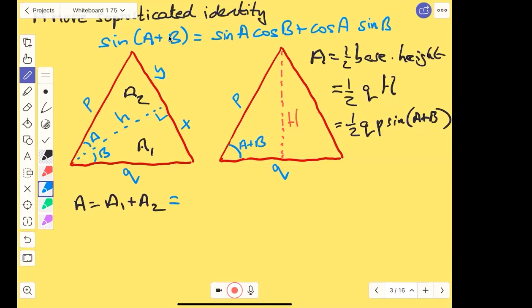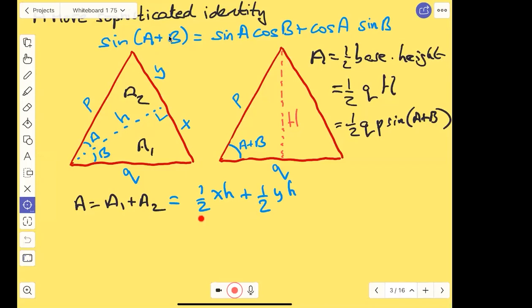So we're going to get a half XH. And in the same way for A2, it's a half, and then it's Y times H. And the half factors here are nice, they're common. So when we equate this to all of this, the halves will cancel. But can we write X in terms of the angle B? Well, yes, we can. X divided by Q is the sine of B. So X is Q times the sine of B.